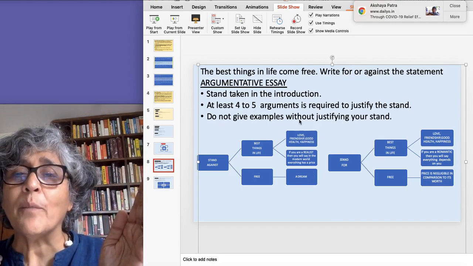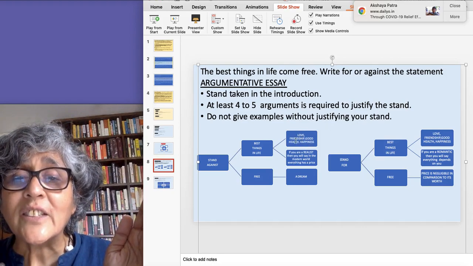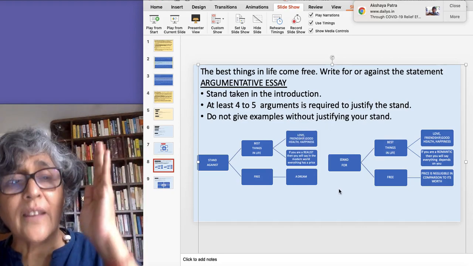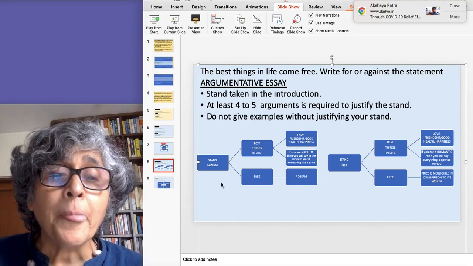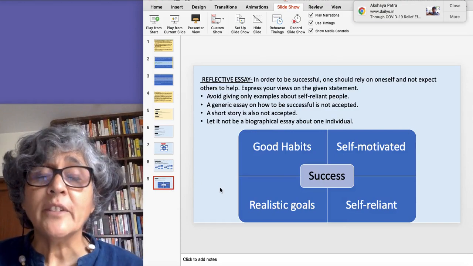Do not give examples without justifying. This is your stand, these are your arguments. Give examples to justify it, and your stand will be correct. Got it? And then finally, we come to the reflective essay.